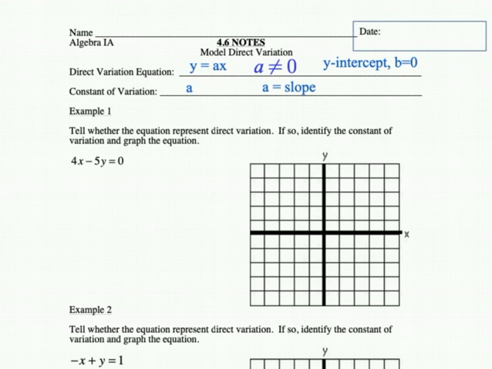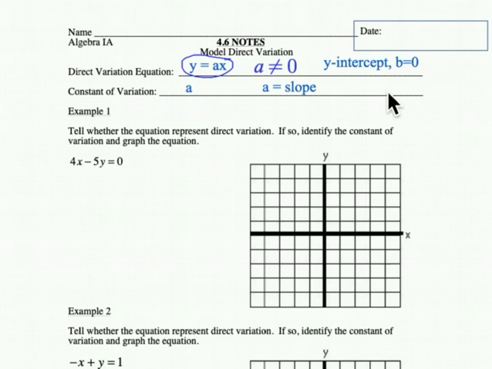Let's start by describing what a direct variation equation is and what the constant of variation is. A direct variation equation is any equation that looks like this: y equals some number a times x. The only number that a cannot equal is 0, because then we just have y equals 0 times x, which would just be y equals 0. And that's not direct variation. The constant of variation is just that number a that's being multiplied by x.